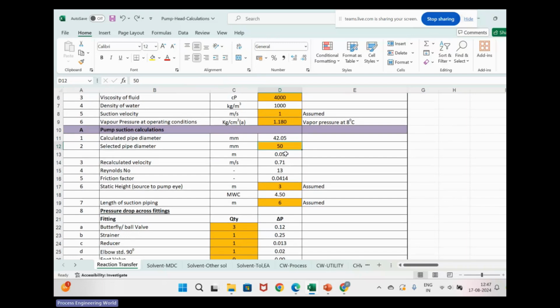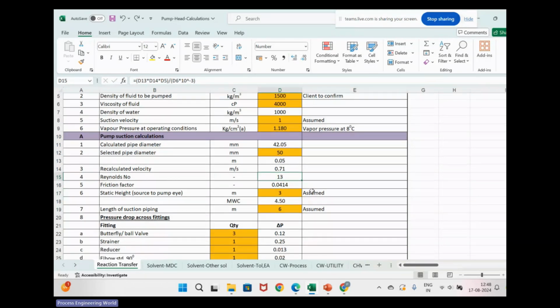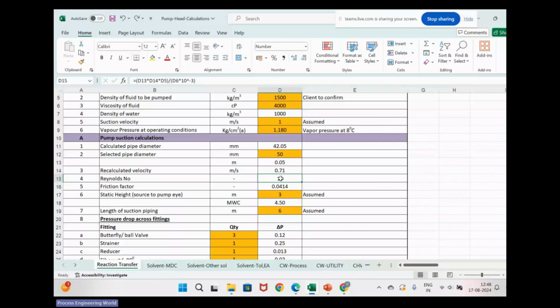Okay, so diameter for the Reynolds number, we take 50 and velocity 0.71, right? And the density of the fluid will be the same, 1500, for the fluid you are transferring. So now you will calculate the Reynolds number, d V rho by mu.